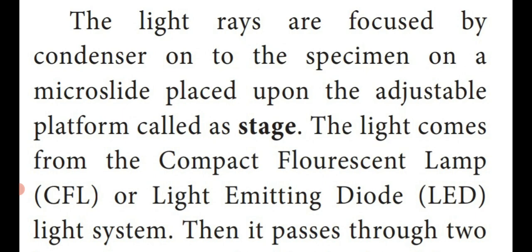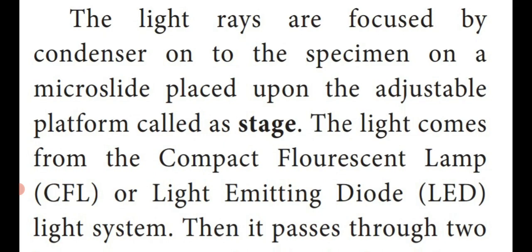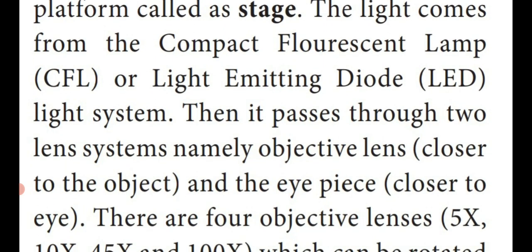Then we pass light by using a CFL light, that is a compact fluorescent lamp, or a light emitting diode, LED light system. This light passes through two lenses, namely the objective lens, which is closer to the object placed on the stage or platform, and another lens near your eye, that is the eyepiece.